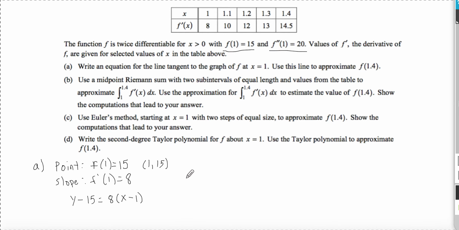All right, now we need to use this to approximate f of 1.4. So f of 1.4 is what we want to approximate. It is going to be approximately, I want to add 15 to the right-hand side, 8 times 1.4 minus 1 plus 15, right? All I'm going to do is solve for the y value in my tangent line. I'm going to move 15 to this side, plug in 1.4 for my x value, and I can leave my answer like this, all right? 8 times 1.4 minus 1 plus 15 is my answer. No need to simplify. It does come down to 18.2.